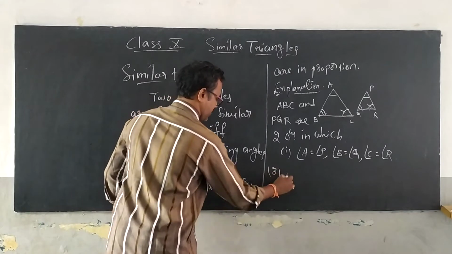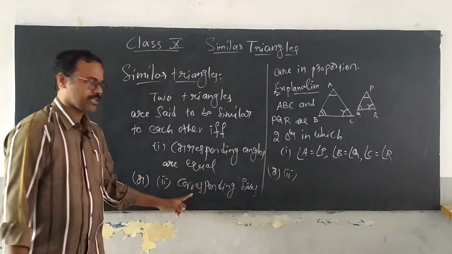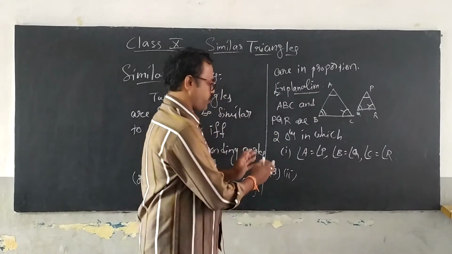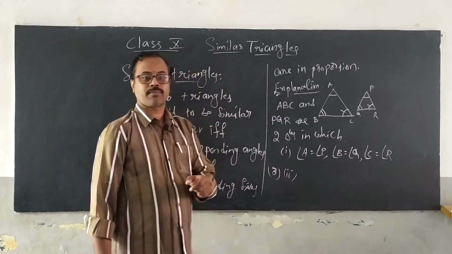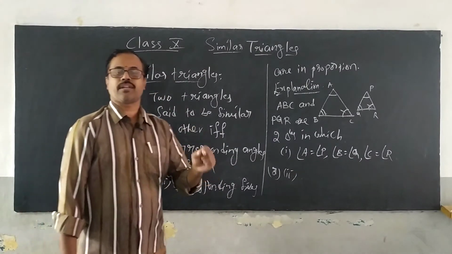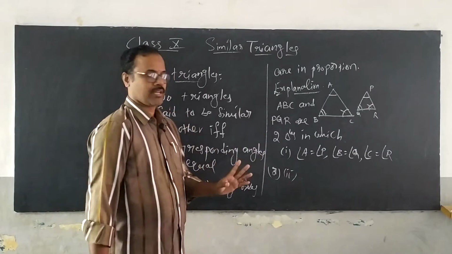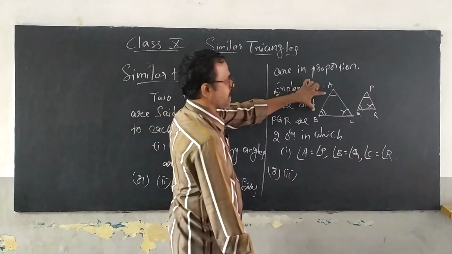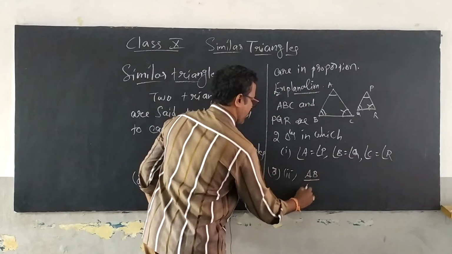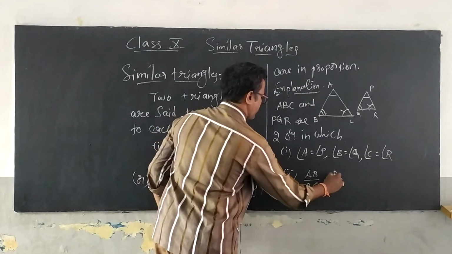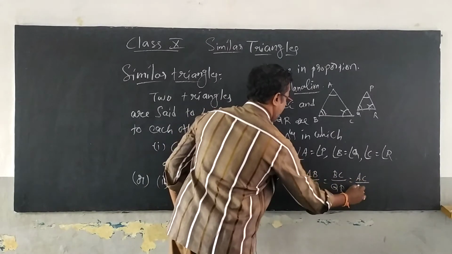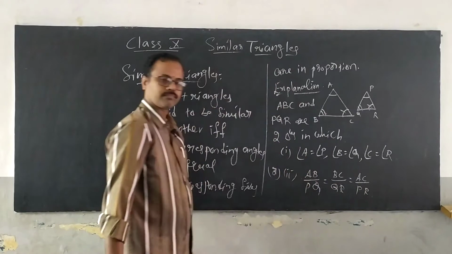Or I write the next condition, the second condition. What is it? Corresponding sides are in proportion. Proportion means equality of the ratios. Equality of the ratios is called proportion. I take the ratios of the corresponding sides AB and PQ. So I write AB by PQ is equal to BC by QR is equal to AC by PR.